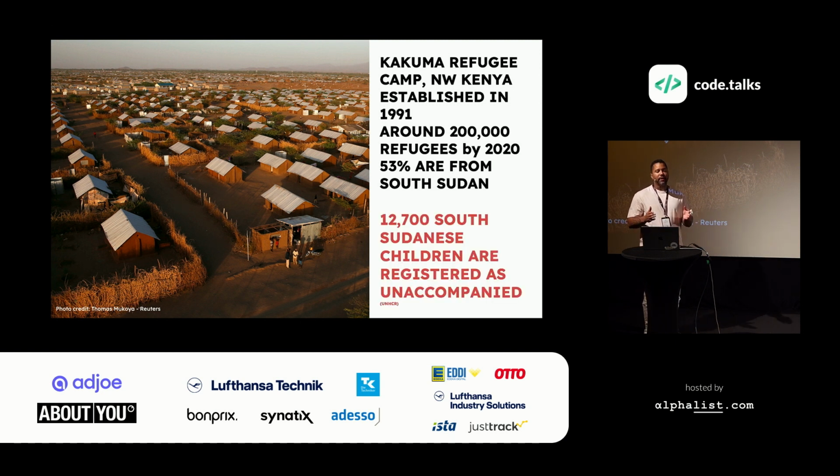Today, there are still close to 13,000 unaccompanied minors in this camp. Children who are sent by their relatives to find refuge alone, or children whose relatives went back to the war zones and left them behind.